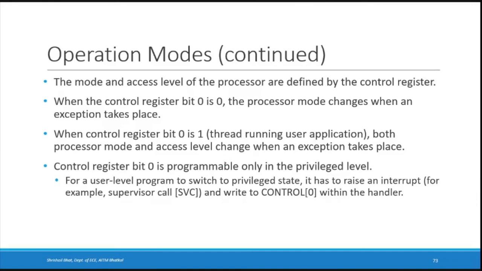So control bit 0 is programmable only in the privileged level. You cannot program that in the user level. So you have to cause an exception, and then you have to change the state from privileged handler to privileged thread. For a user level program to switch to privileged state, it has to raise an interrupt, right? That is an exception. It has to cause an exception or raise an interrupt. For example, some supervisor call like SVC, and write to the control bit 0 within the handler. It cannot be done in the thread mode. It has to go to the handler mode, and from there it has to come back to privileged thread mode.